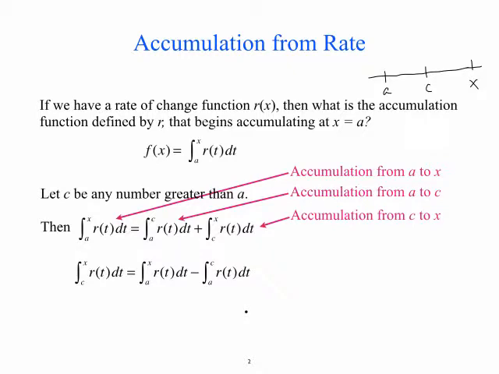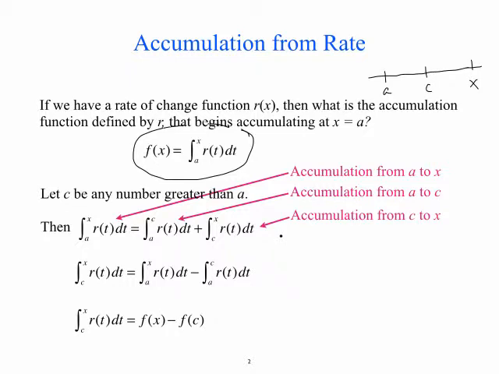Does everybody see what's going on here? Notice that the accumulation from A to X, we called that F. What about the accumulation from A to C? This right here is F of X. What would this be in terms of F? I heard somebody say it. F of C, because you've plugged in C for X. So we have this relationship.